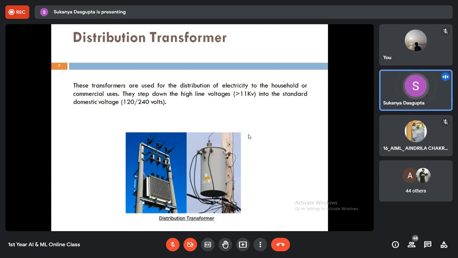And next one is the distribution transformer. These transformers are mainly used for the distribution of electricity to household or commercial uses. They step down the high line voltages larger than 11 kV into the standard domestic voltages of 120 or 240 volts.